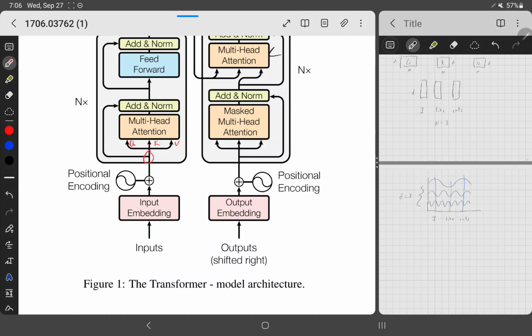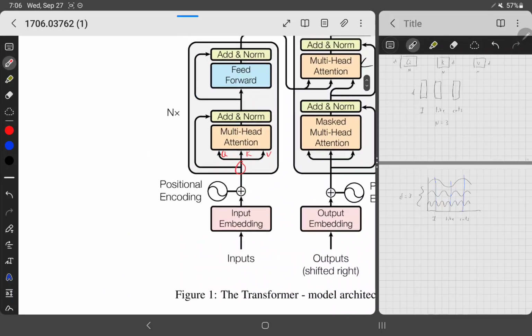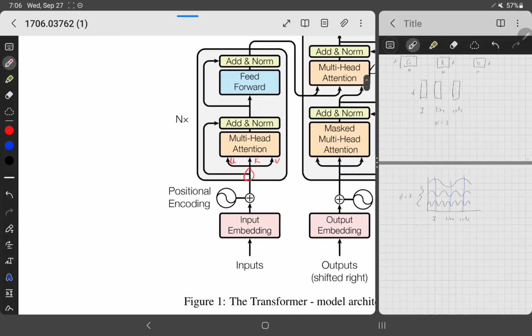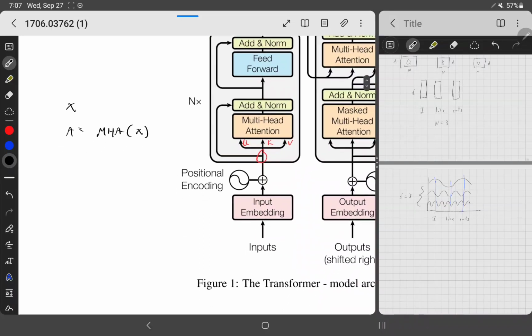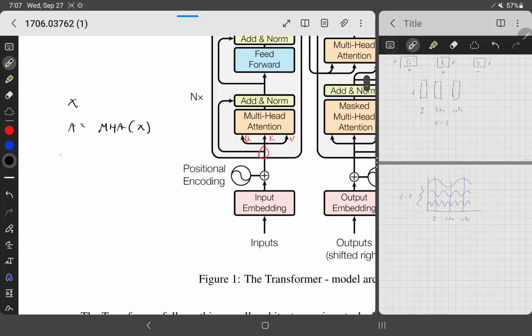That gives you your new sequence, and then you do this add and normalization. So you add the residual. That would be like this: you have your input x, and then your attention is equal to multi-head attention of x. Then you add these together and do the normalization. So maybe that's y. y would be equal to the normalization of x plus the multi-head attention of x.